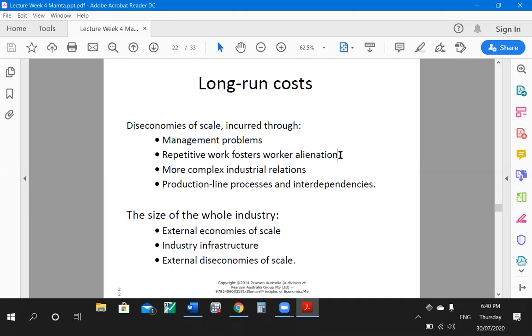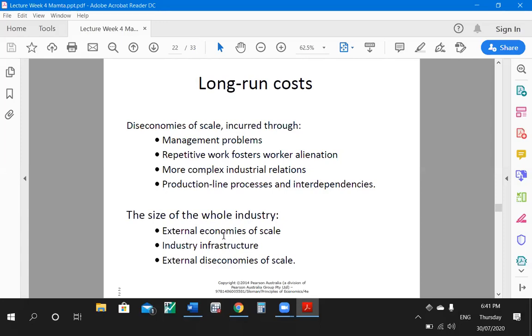You become monotonous, detached from your work. Another problem comes up: more complex industrial relationships. When a bigger company comes up, it becomes more complex to manage your staff. Production line processes and interdependence. Interdependence increases. So when you have specialized departments, everything decentralized, what happens? If one department is not doing well, oh my God, it will screw up the whole operation. Interdependence will come up.